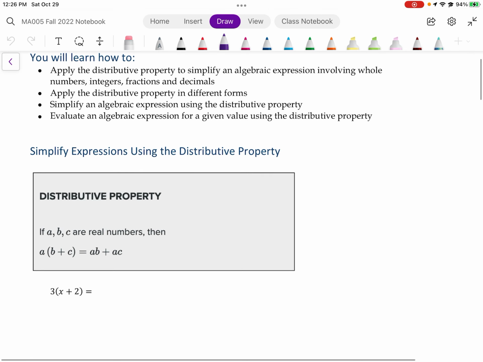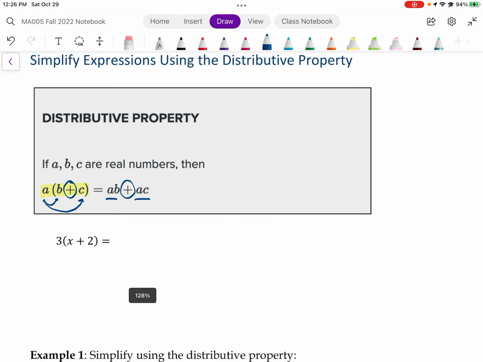So let's start by just simplifying expressions using the distributive property, but first we need to talk about what it is. If we have A times B plus C, that means that A gets multiplied times B to give AB, and then A gets multiplied times C to get AC, and since there's an addition in between, the addition stays. So that means A is multiplied times B plus A is multiplied times C. Okay, so let's try some problems.